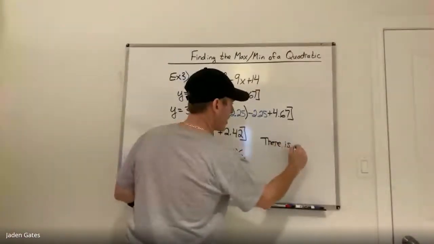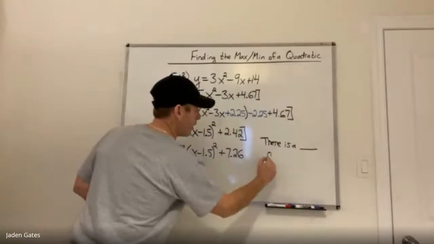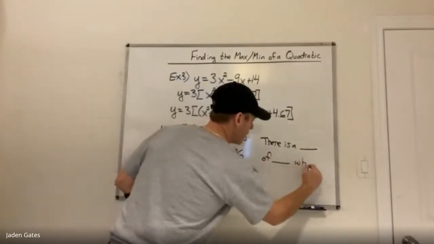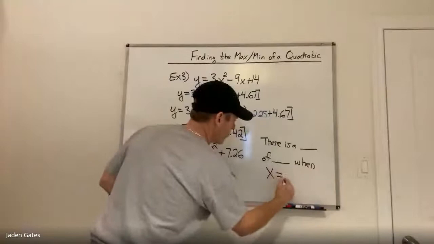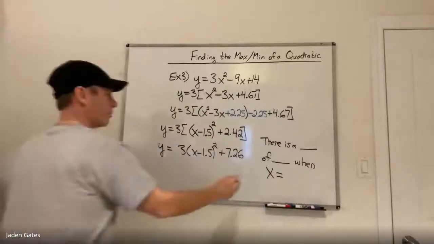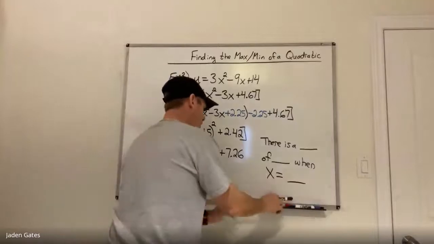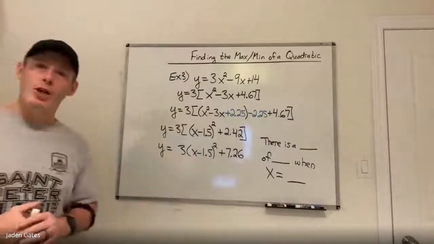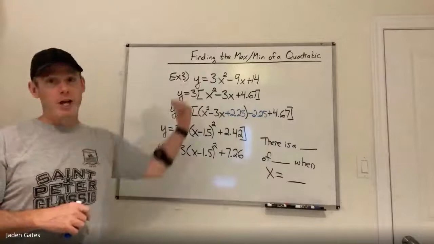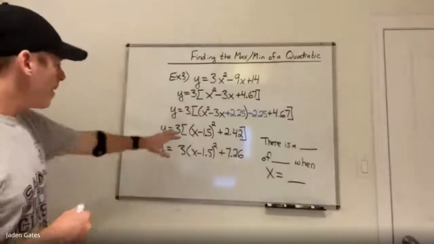There is a blank when x equals blank. Whoa, throw another blank in there. All the information's there. You just have to be able to find it. Well, first you got to be able to complete the square. I mentioned that this morning. But then you got to be able to find it.